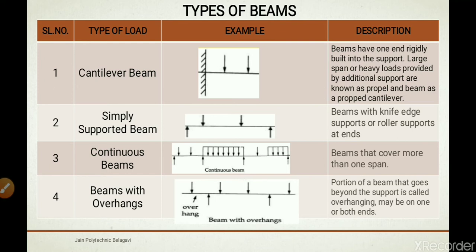So beams with overhangs, the fourth one. The simply supported beam is overhanging on both left and right sides. So the portion of the beam that goes beyond the support is called an overhanging beam. Maybe one or both ends of the beam are overhanging. So these are the types of beams.